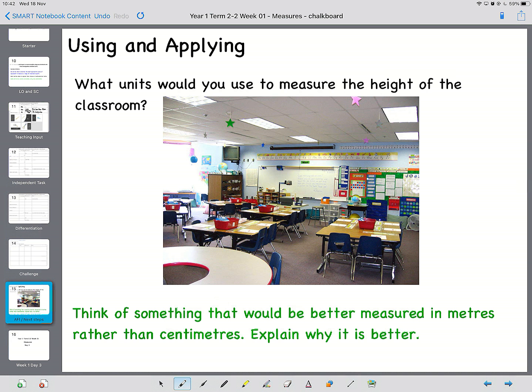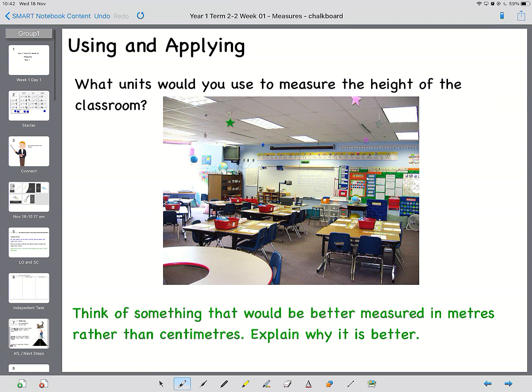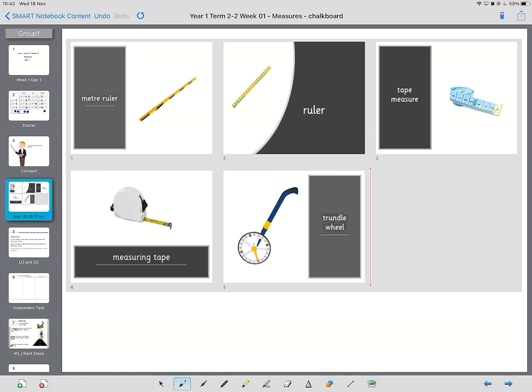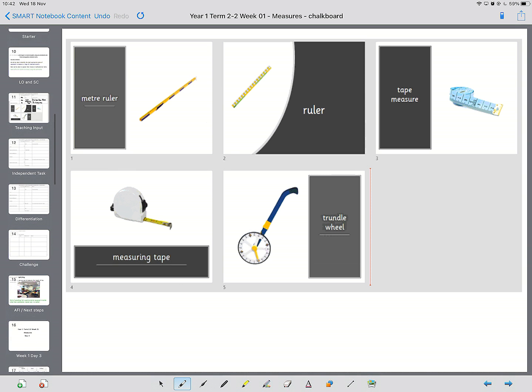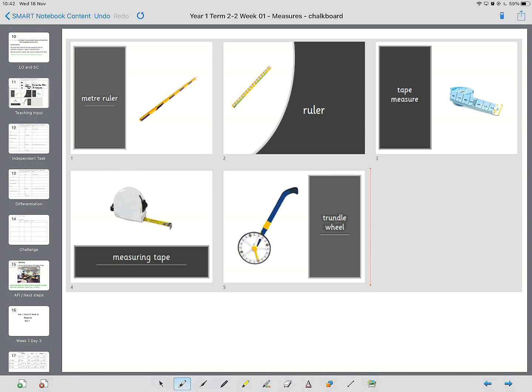Okay, how will we measure the height of our classroom or the height of a room? You can see a classroom here. What would you use, do you think? Which piece of equipment? Again, I'm going to remind you of the pieces of equipment. A meter ruler, a tape measure, a measuring tape, or a trundle wheel. So think about the height of a room.